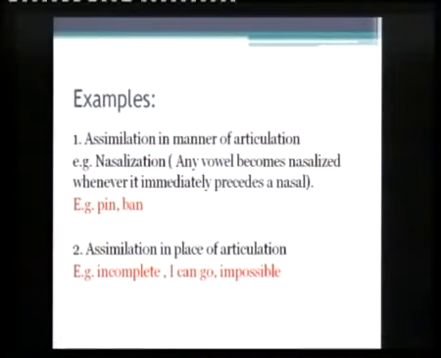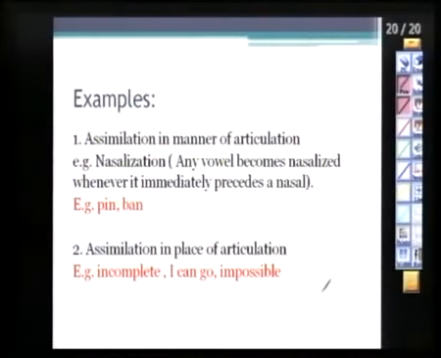Okay. So number one, we said assimilation in manner of articulation. We said an example of that is nasalization. So what happens in assimilation? One sound is affected by the other sound. So let's do this. You have the word pen. How do I transcribe the word pen? I have pen, right? So what is going to happen in assimilation?